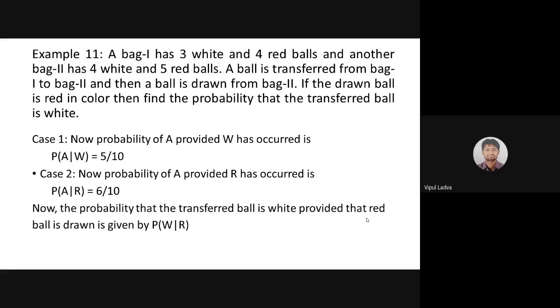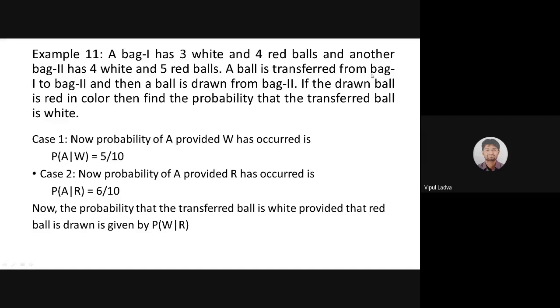Now, what we are looking for is the probability that the transferred ball is white, provided that a red ball is drawn. We are finding the probability that the transferred ball is white given that the red ball is drawn. That will be labeled as probability of W with respect to R. Now observe, R is our condition right now, and we are looking for the probability that the transferred ball from bag 1 to bag 2 is white. That is what our question is.